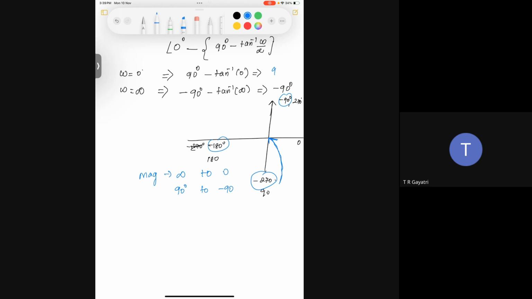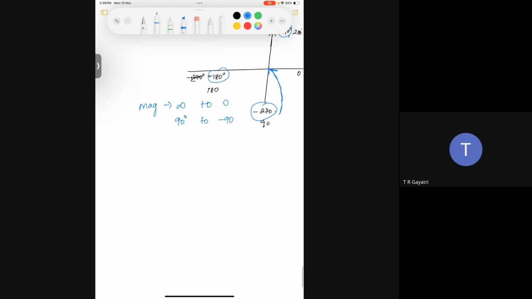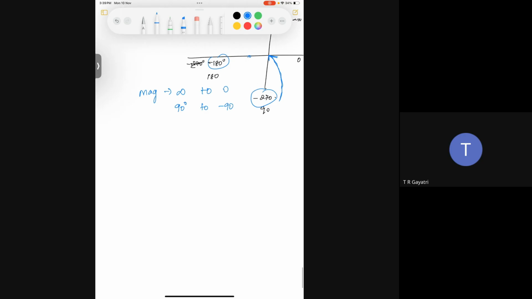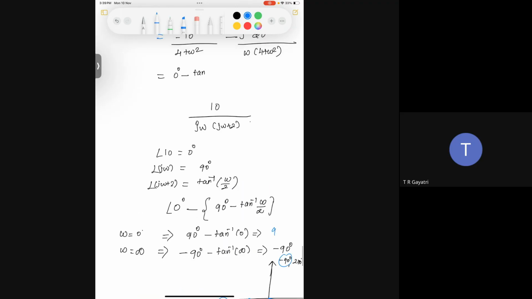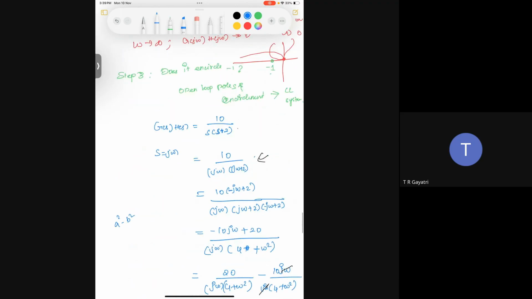There is nothing that encircles minus 1 here, so your N would be 0, and your P is also 0. That's why Z will be 0, since Z equals N plus P. Your closed loop system will be stable. So this system, 10 by s into s plus 2, is closed loop stable.